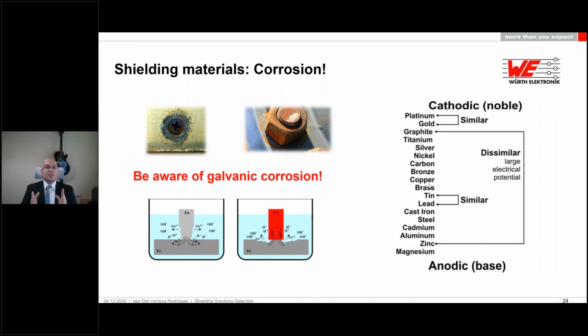So if you want to make sure that your shielding solutions will have a long lifespan, please always try to avoid combining two different metals that are far away from each other on this list. So, for example, try to utilize together copper and brass, but run away from utilizing silver and aluminum together. Okay.